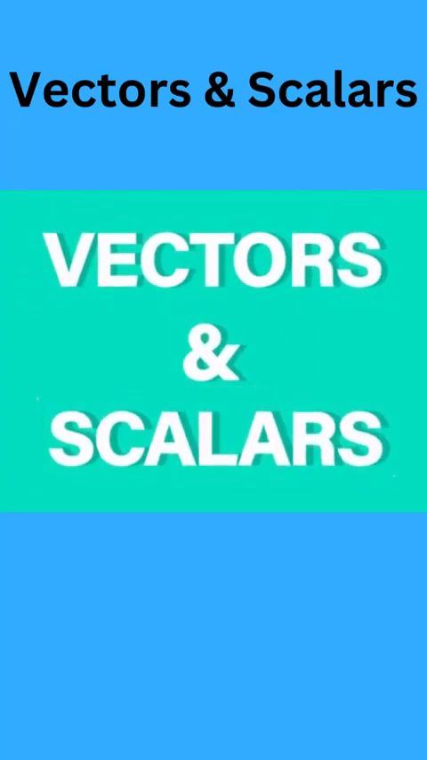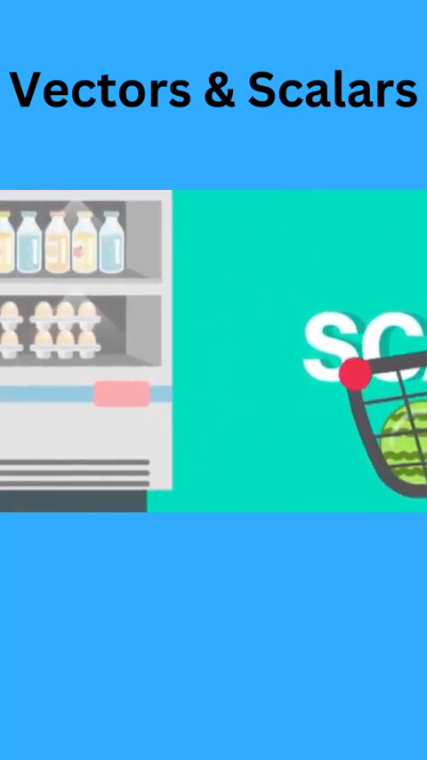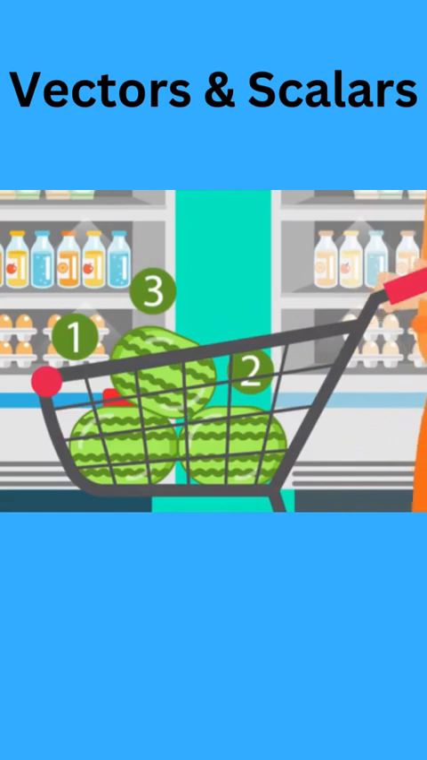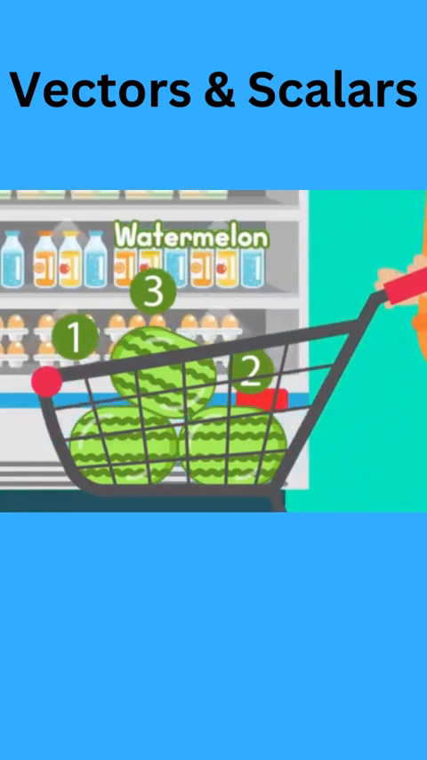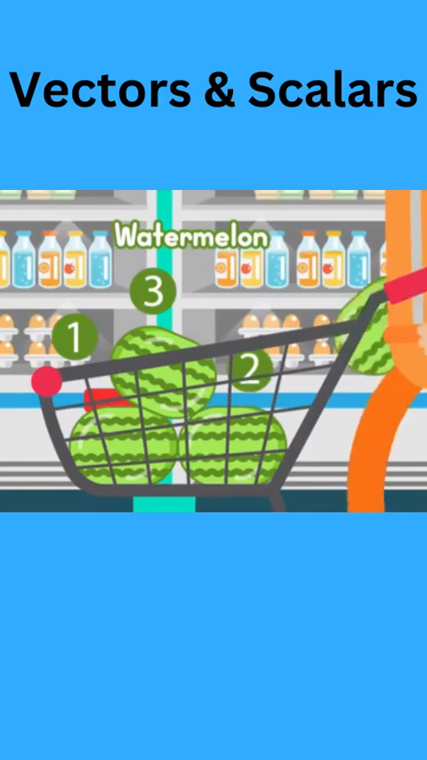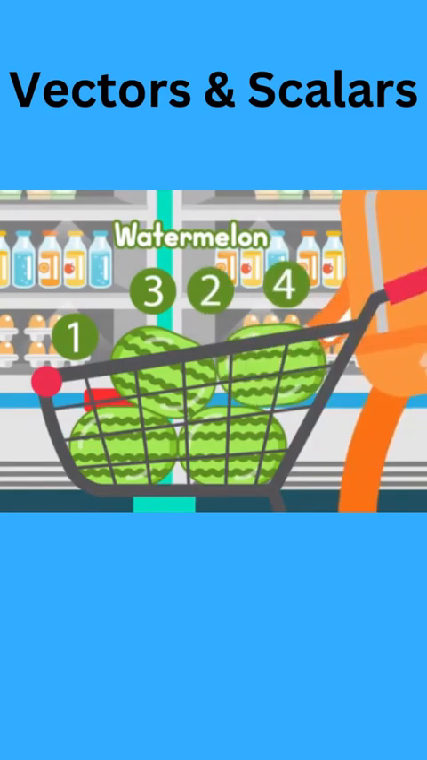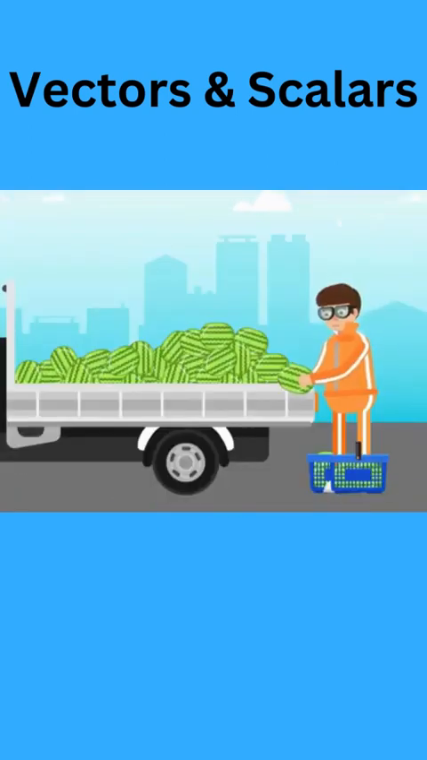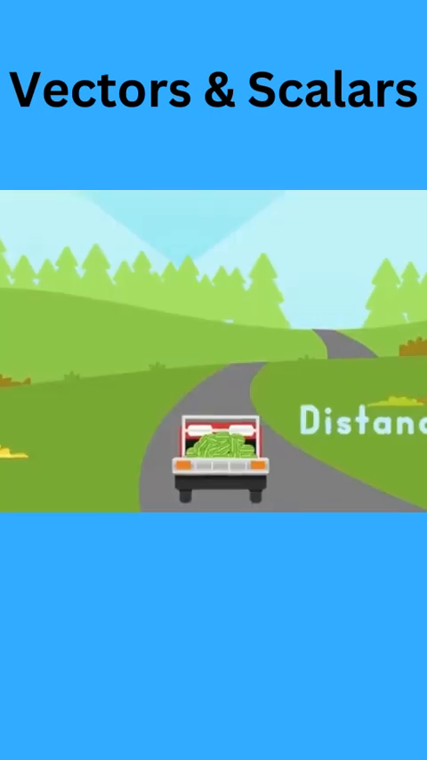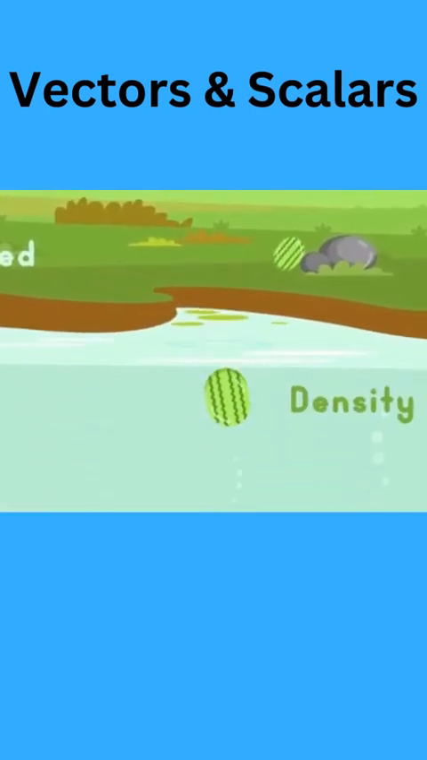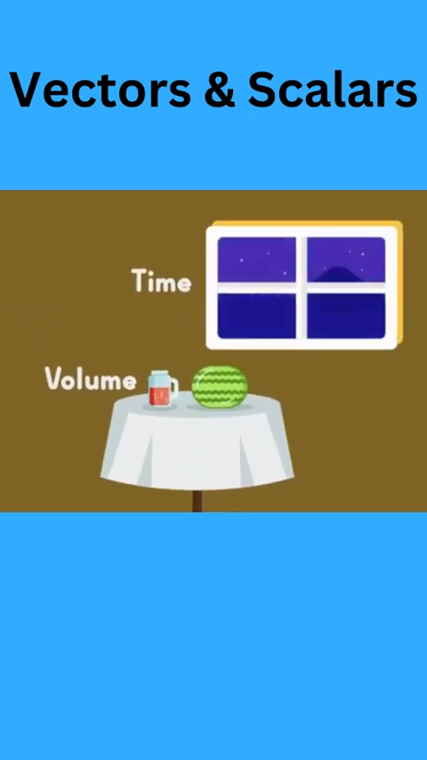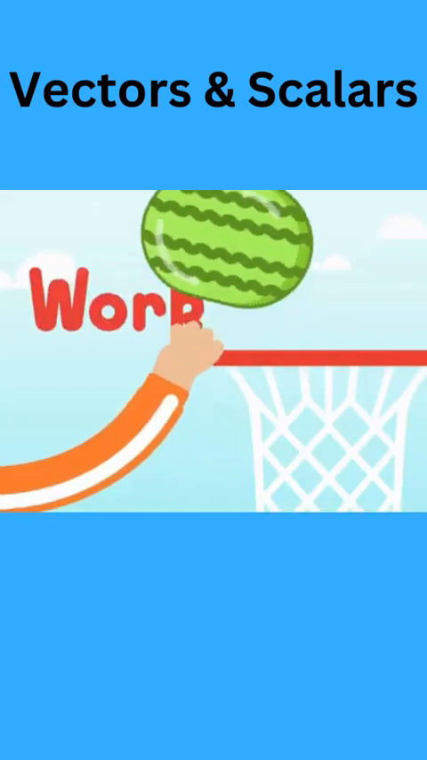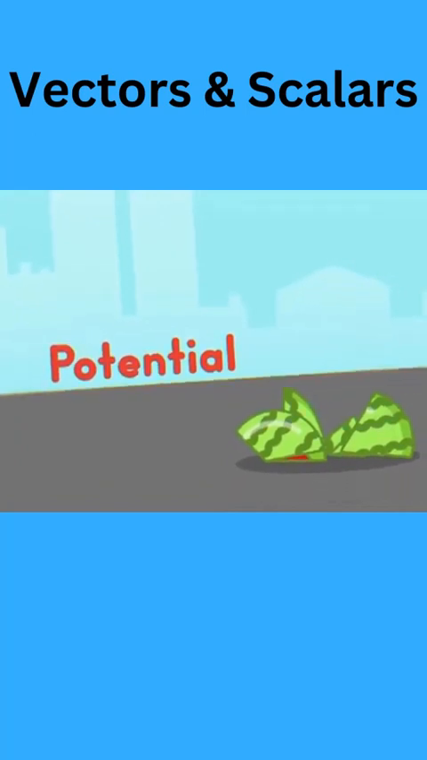Vectors and scalars. Scalars are physical quantities which can be completely specified by 1. A number which represents the magnitude of the quantity, and 2. An appropriate unit. Scalar quantities can be added, subtracted, multiplied, and divided by the usual algebraic laws. Its examples include mass, distance, speed, density, volume, time, temperature, entropy, energy, charge, work, potential, etc.